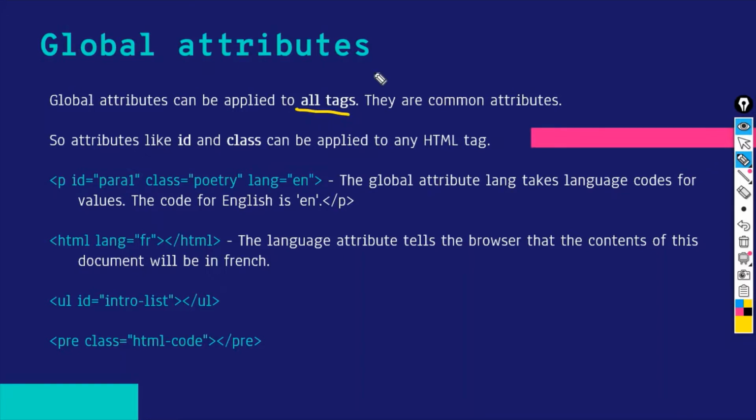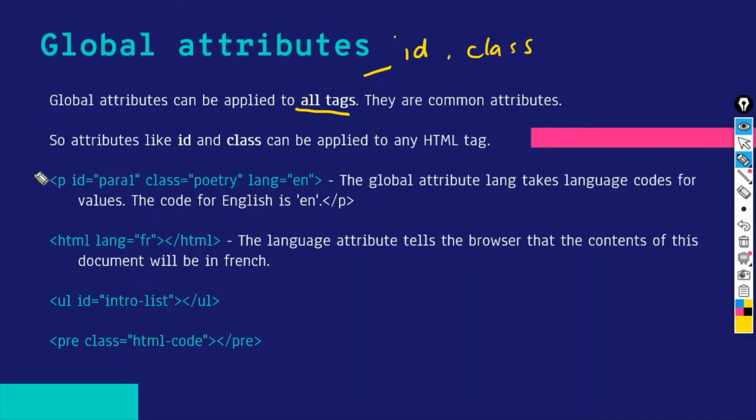So examples are ID and class attributes. There are many more global attributes. So attributes like ID and class can be applied to any HTML element. So let's see more examples.